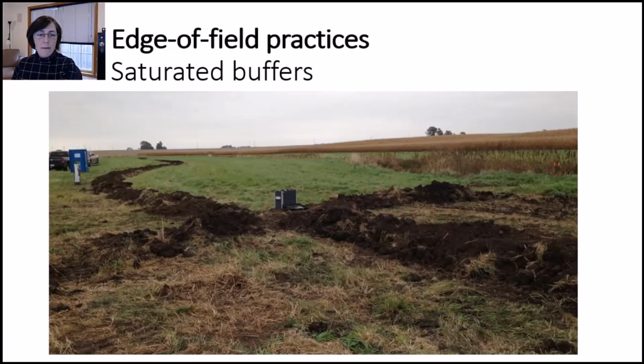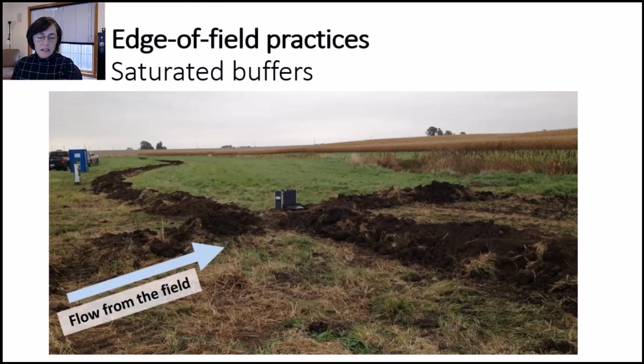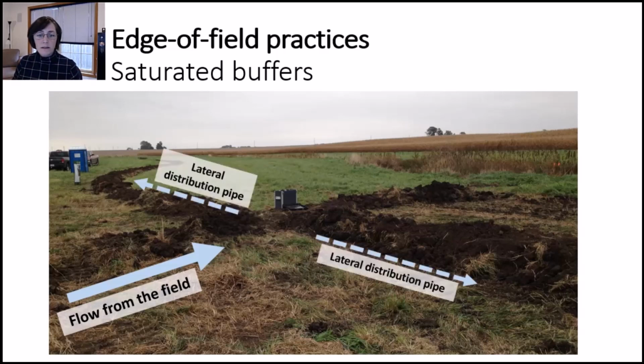At this site, for example, this is one of the saturated buffers that my group monitors. Flow comes from the field underground from the left of the screen, so the field's outside of the picture on the left. The flow runs into the stop logs that are in that control structure in the middle of the picture. And those stop logs stop the water and then route, or force, the water to the sides. There's two lateral distribution pipes that come out of this control structure, one on each side.